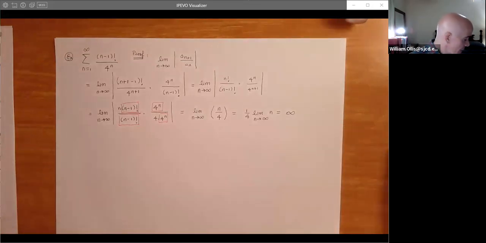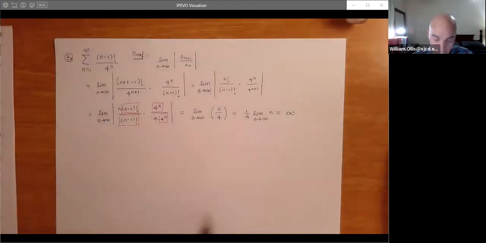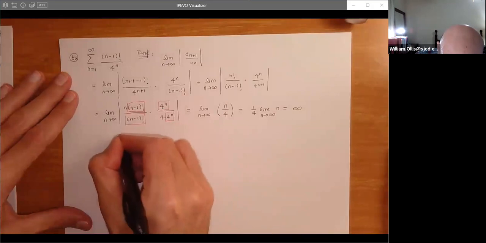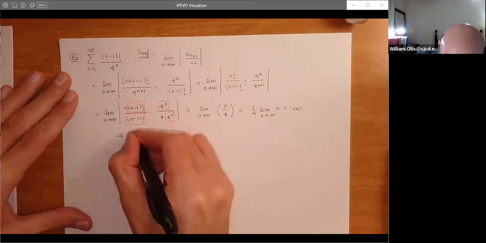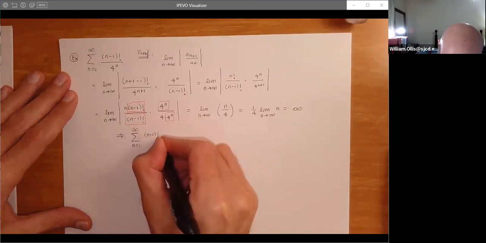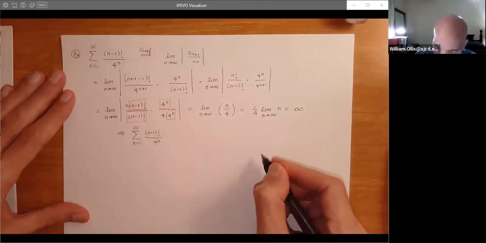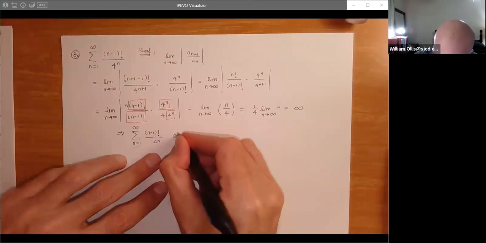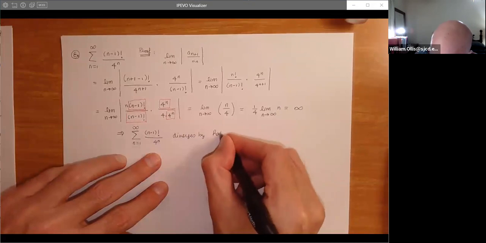So when we think about what we just did, this is test two or conclusion two. So L is actually infinity. So this implies the given series diverges, and so that's why I think students like this test, or they feel like, well, I can do the ratio test because it appears to be a little bit more user-friendly. So we can say diverges by ratio test.